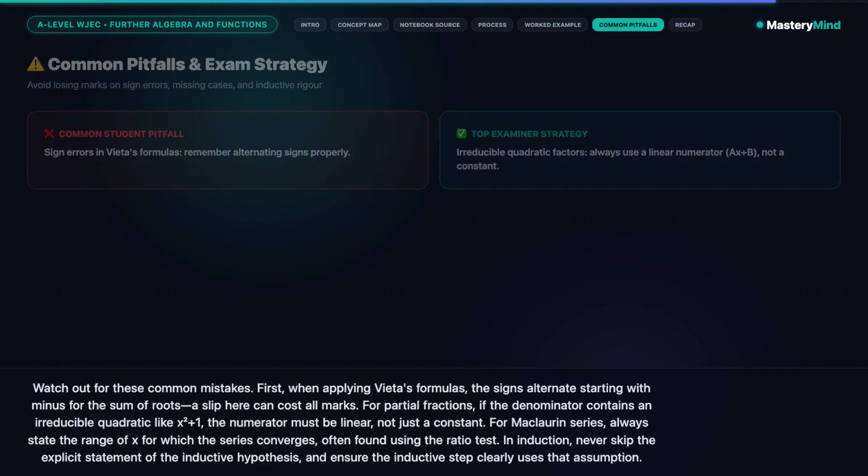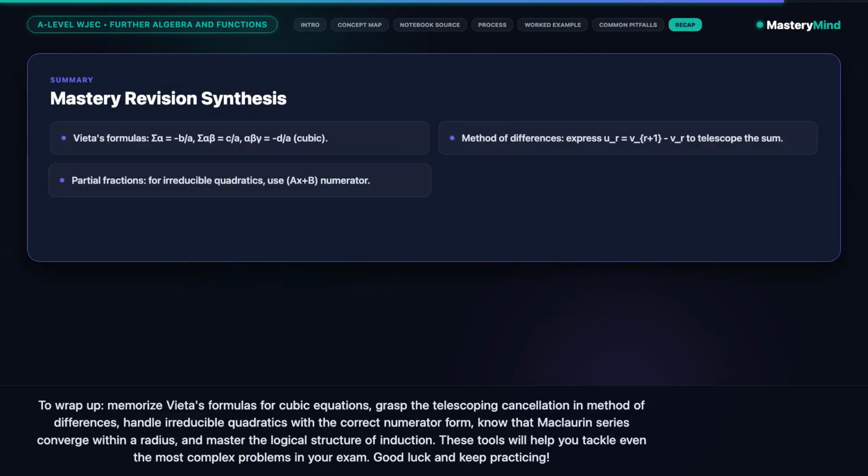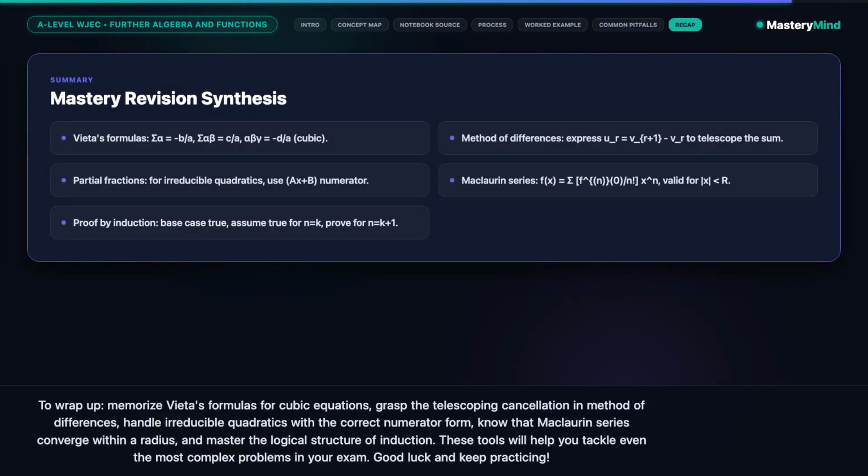clearly uses that assumption. To wrap up, memorize Vieta's formulas for cubic equations, grasp the telescoping cancellation in the method of differences, handle irreducible quadratics with the correct numerator form, know that Maclaurin series converge within a radius, and master the logical structure of induction. These tools will help you tackle even the most complex problems in your exam. Good luck and keep practicing.